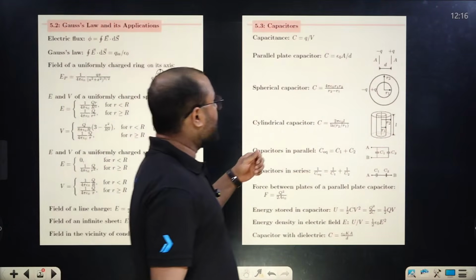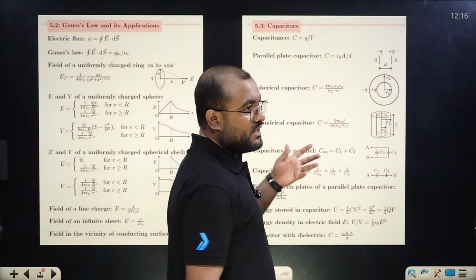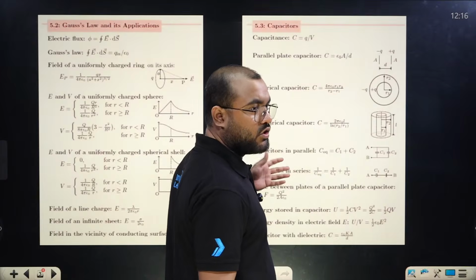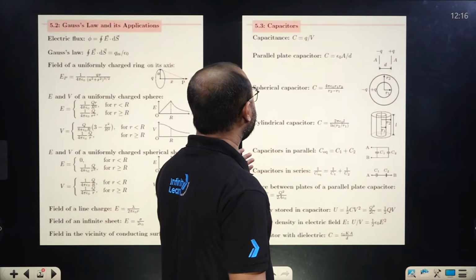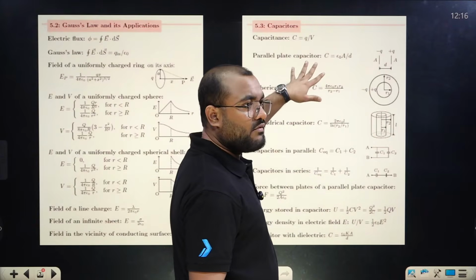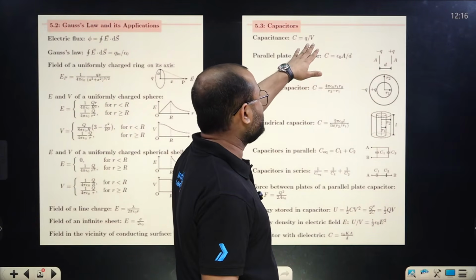After that, I believe you are very much aware of the basic formulas when we talk about capacitance, or the capacitor, everyone. So capacitance C equals Q by V, that is what it is, where V is the potential difference.